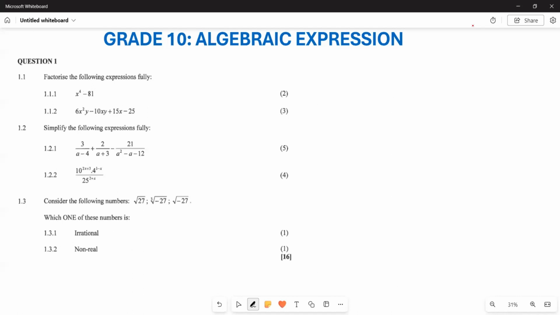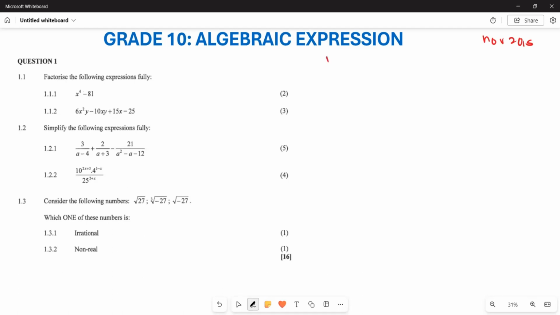What we are looking at basically is our algebraic expressions, and we are looking at the November 2015 past paper, I think, right? We are still looking at our algebraic expressions. Now, let's look at 1.1.